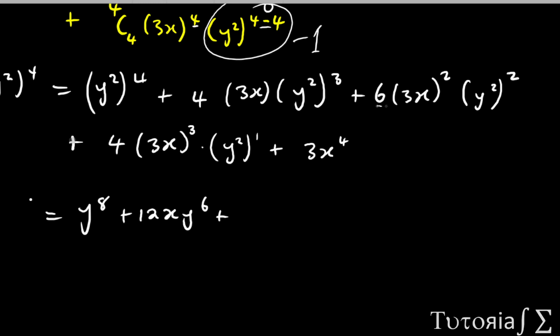Here we cannot distribute the 6 because this has a power, so we need to simplify this. This is just the same thing as 3 raised to the power 2 and x raised to the power 2. So this will simply be 6 times 9, which gives you 54. So this will be plus 54.